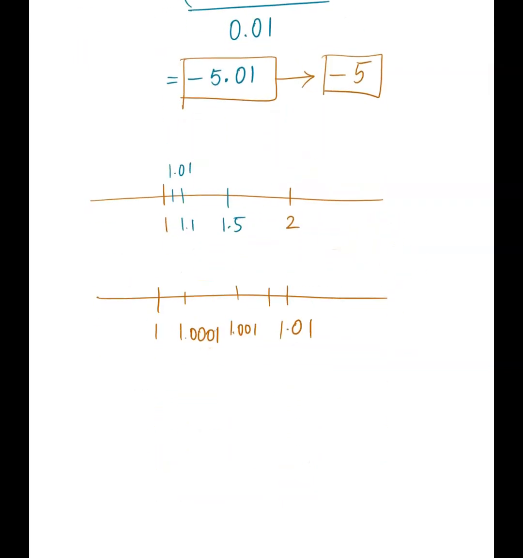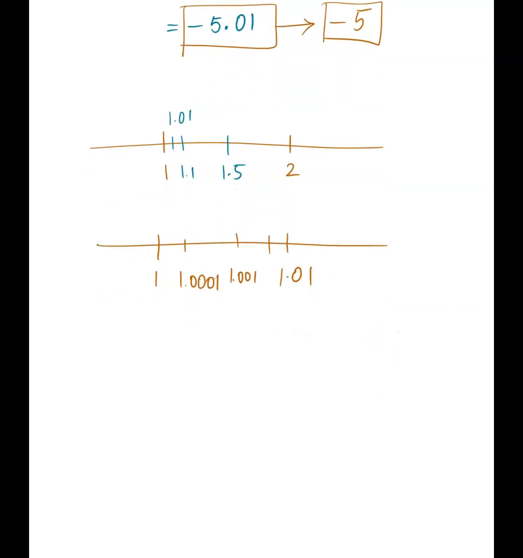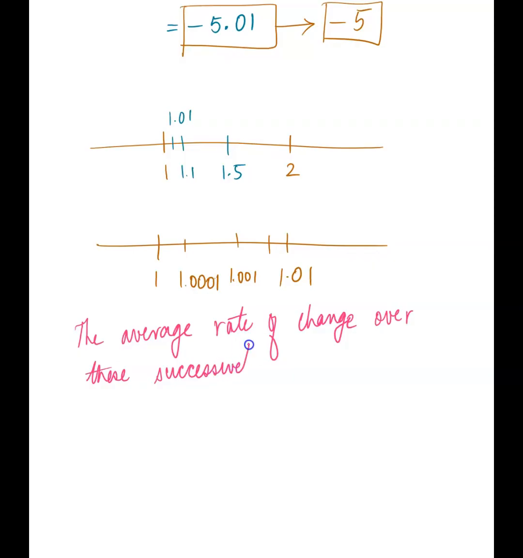All right. So this is the idea of limits. This question just asks you to do it manually to explain that process. So we say that the average rate of change over these successively smaller intervals appears to be approaching -5.